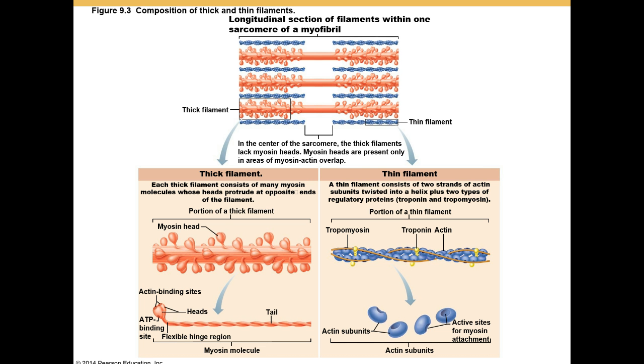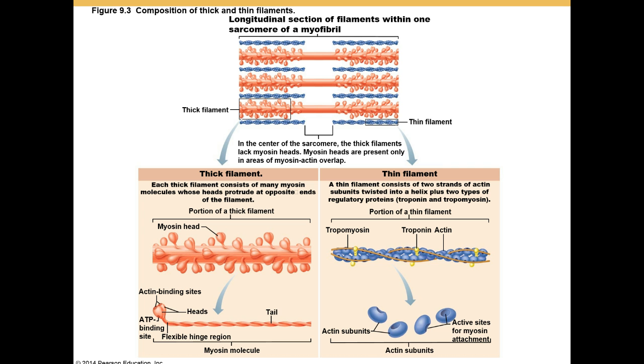The thick filament is in orange. At the top of the thick filament box, you can see the thick filament with lots of myosin heads hanging off of them. Down just below that, if you follow the arrow down, you can see an individual myosin molecule with the fibrous tail portions woven together.